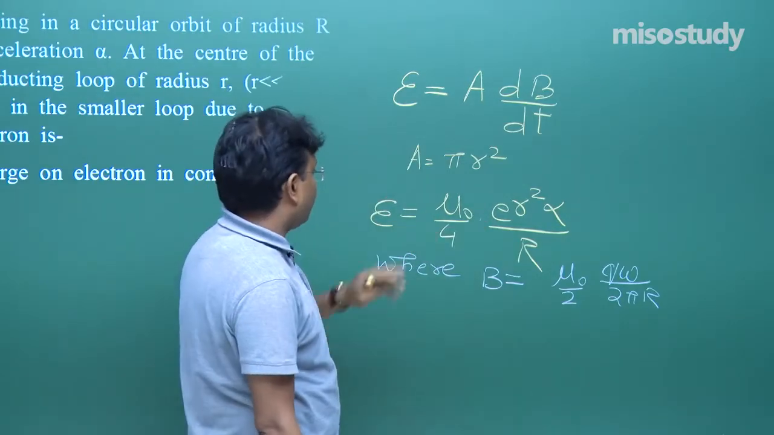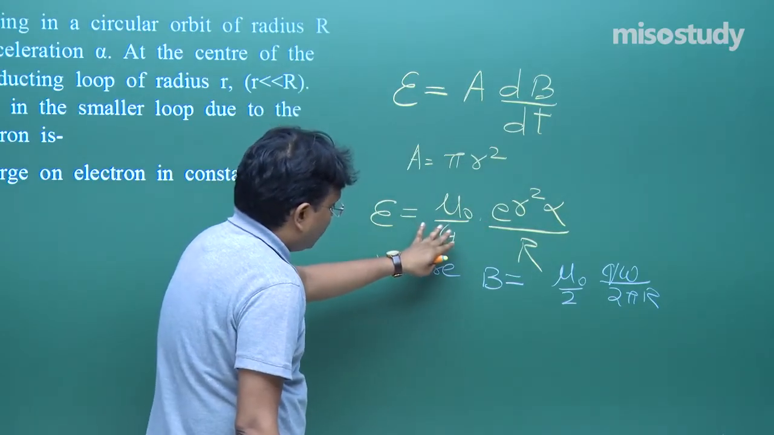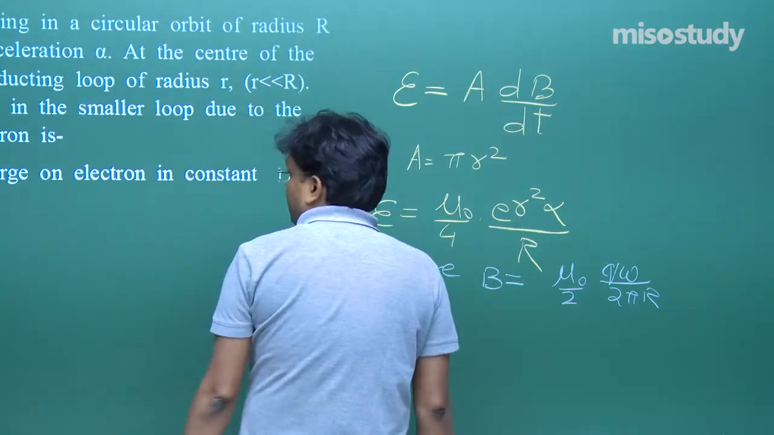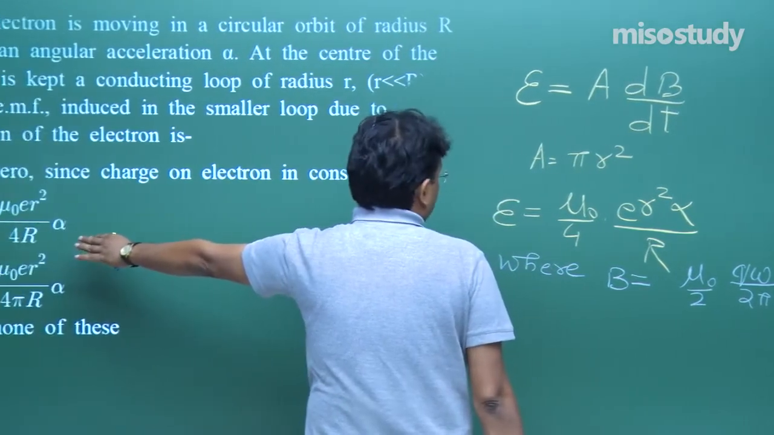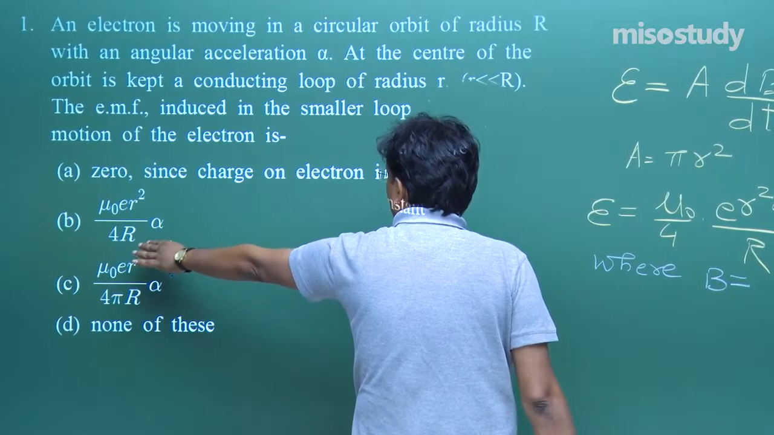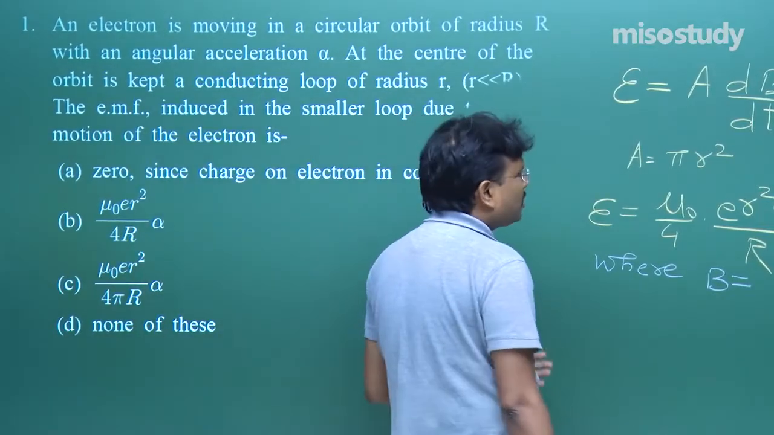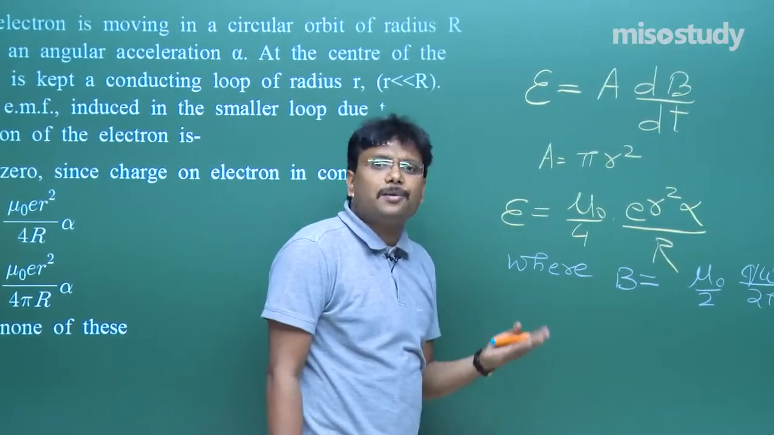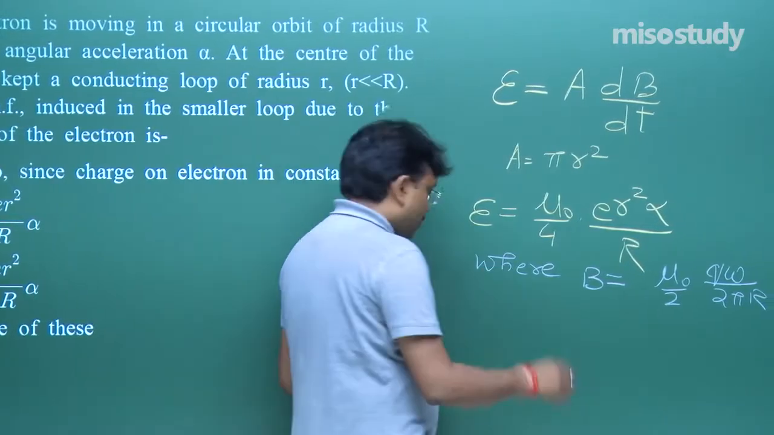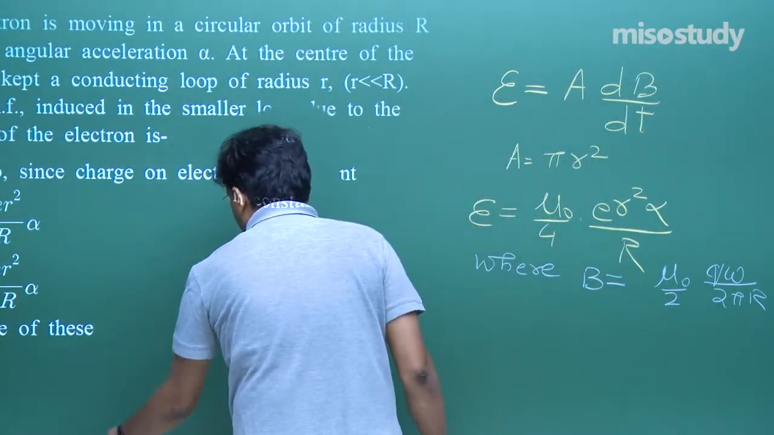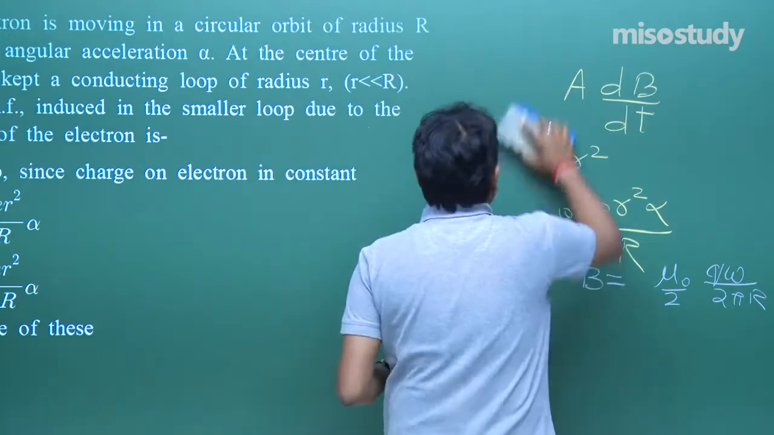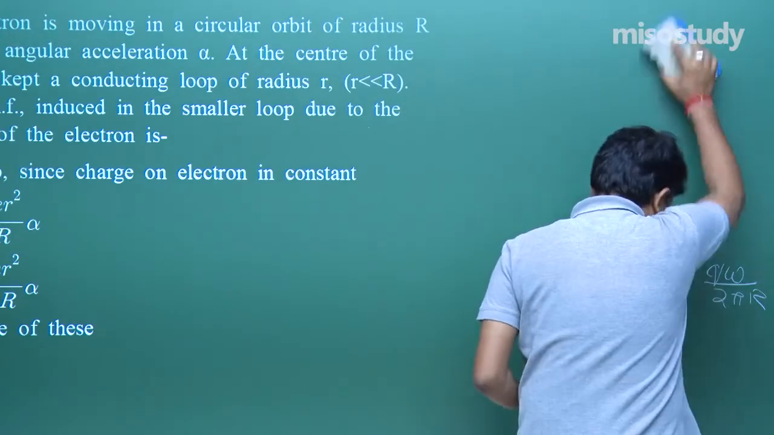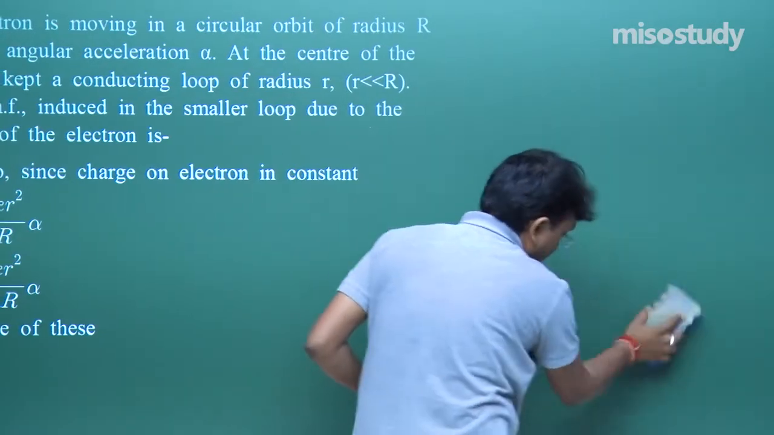So on the basis of this expression, B is the correct option, that is mu naught e r square upon 4 r into alpha. So this question is a basic simple question. Now I have to move ahead. So let us clean this board so that we can get ready for the next problem for discussion.